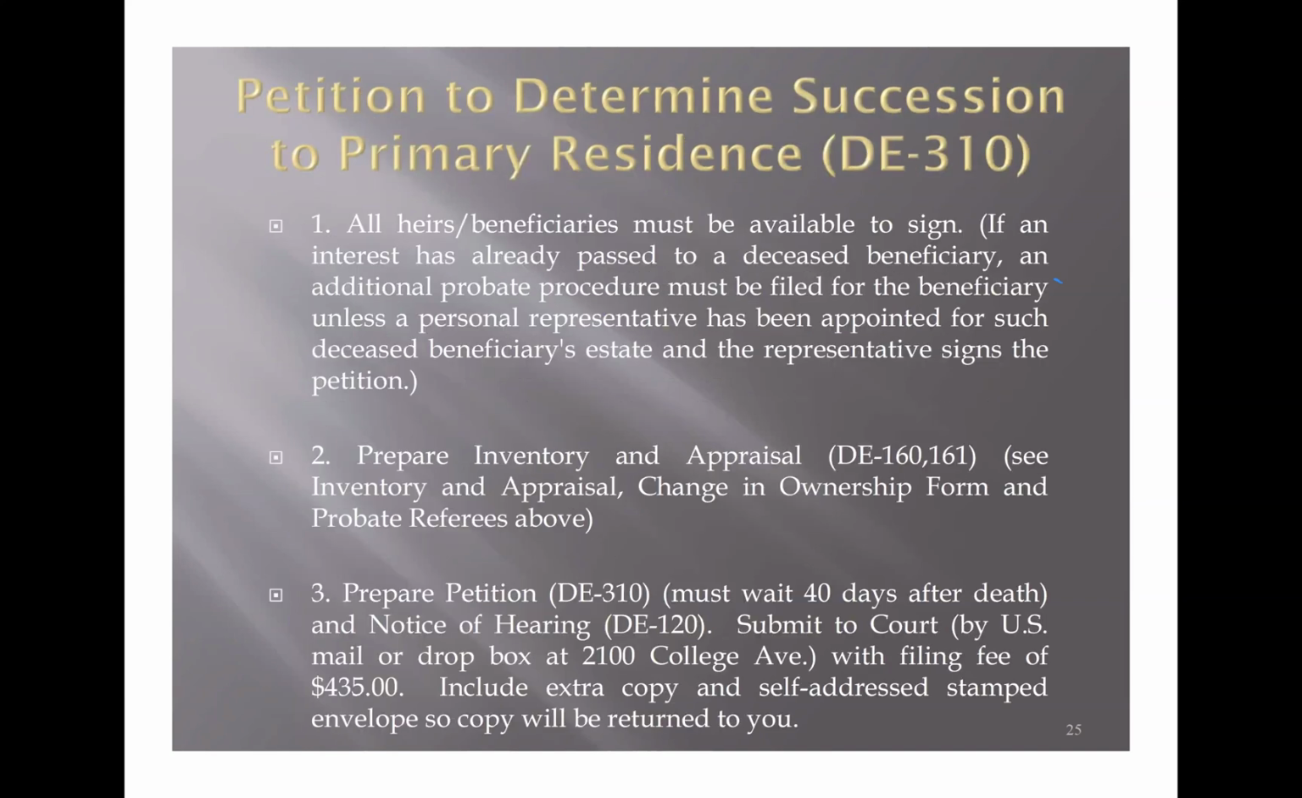Okay, so now the final one, except for spouses, is the petition to determine succession. Again, all of the people inheriting have to be available to sign. And first thing you do is prepare your inventory and appraisal, just the way we've gone through. Then you only have to wait 40 days after death to file this. But this does need to go before a judge.